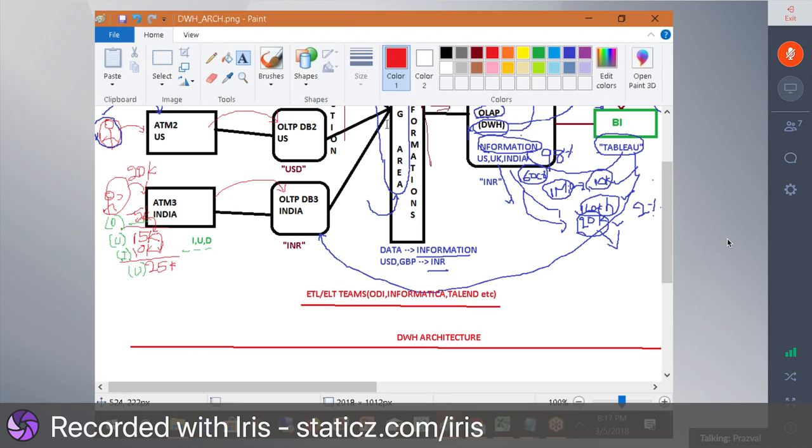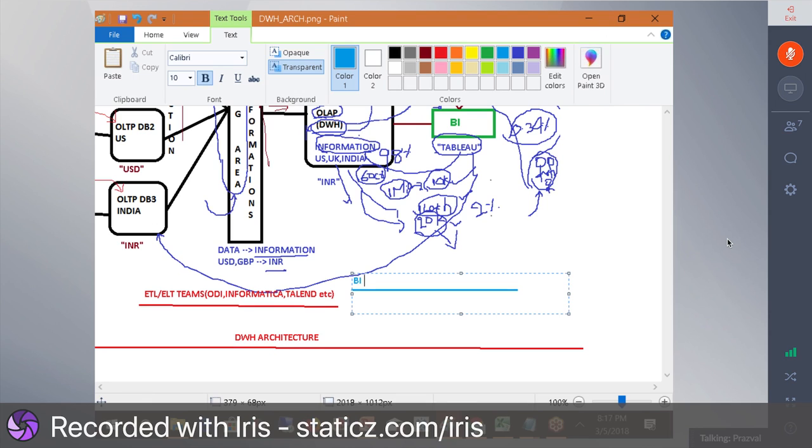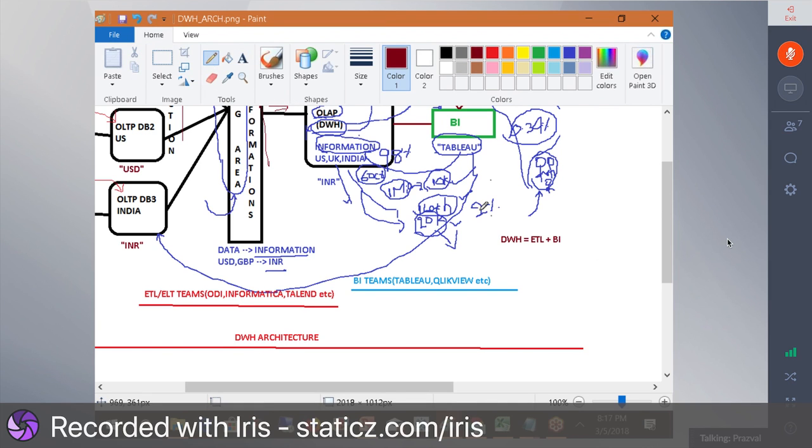And from here to here, in real time, the work will be done by BI teams. The different BI tools are Tableau, QlikView, etc. There are so many tools available; we'll discuss them later. So the bottom line is that a data warehouse is a combination of ETL plus BI. Tableau falls under BI.